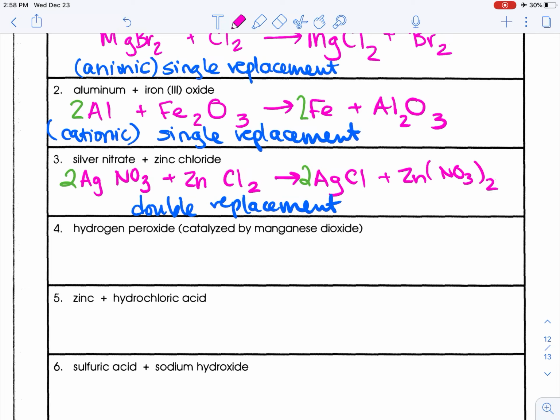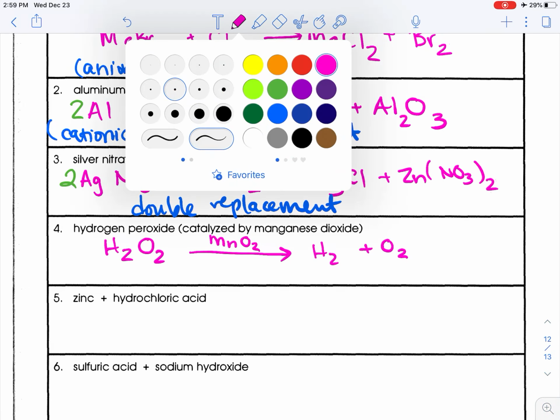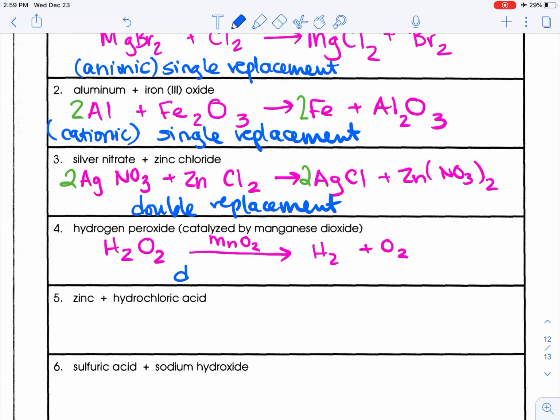Hydrogen peroxide. If you don't know that one, you could just look it up. Catalyzed by manganese dioxide. So this is a little tricky. When it says catalyzed, that means you just put it up here. It's not actually part of the reaction. So if we've got one thing about to break down, it would break down into these. And by the way, it's because they're diatomic. It's already balanced. So this is a decomposition reaction.